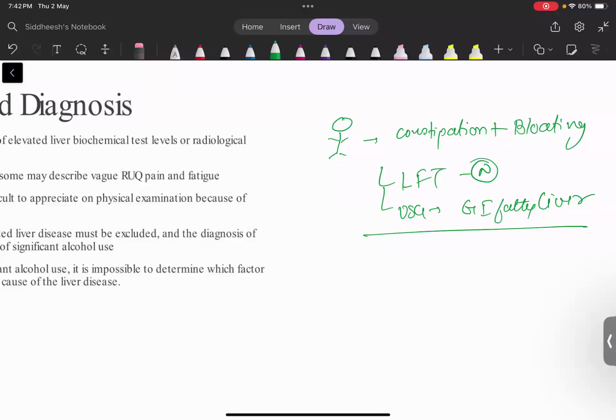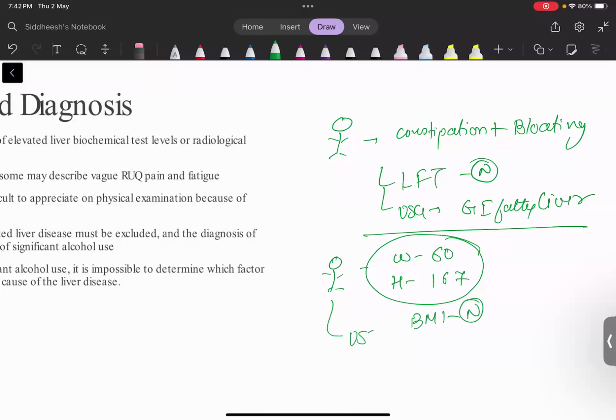Perfectly fine. Let's take one more example. Suppose in your clinic, you are getting one patient. Suppose weight is 60, height 167. As per weight and height, BMI is completely normal. If you perform ultrasound, he or she might be having grade 1 fatty liver. Why? Because of our lifestyle, cold drinks, a lot of junk food, a lazy lifestyle and all those things.